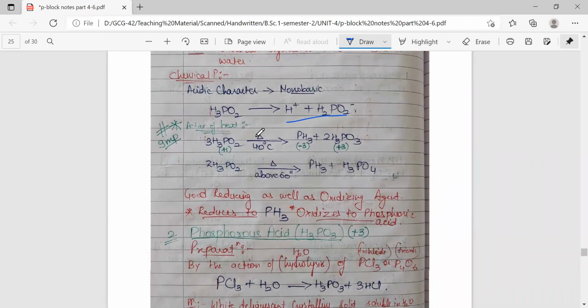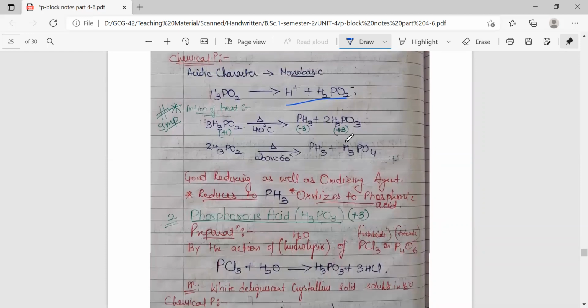So when we heat this acid, a disproportionation reaction will take place. Here phosphorus is in +1 oxidation state. We'll get phosphine in -3 oxidation state and phosphorus acid in +3 oxidation state from here. Now, if this is heated above 60 degrees Celsius, we'll get phosphine. In addition to that, we'll get phosphoric acid, not phosphorus acid. So phosphorus acid is obtained when we heat it at 40 degrees Celsius, and when we heat it above 60 degrees, we'll get phosphoric acid.